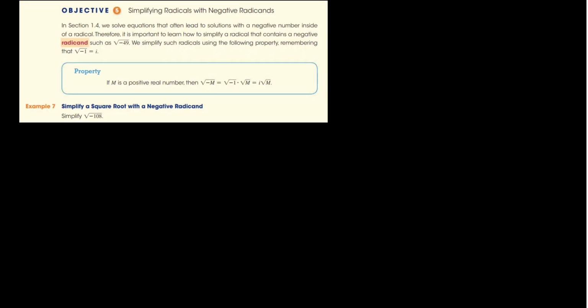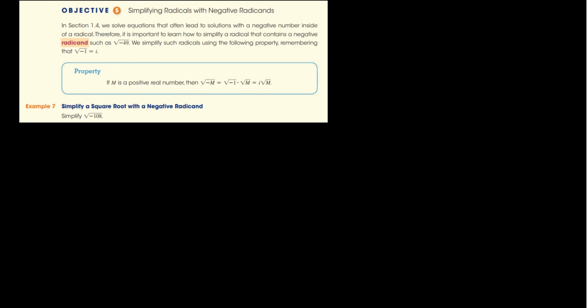All right, so in section 1.4, we solve equations that often lead to solutions with negative number inside of a radical. I don't remember, we're in 1.3, aren't we? Well, thanks for telling us what we're going to do soon. Therefore, it is important to learn how to simplify a radical that contains a negative radicand. Okay, radicand is the number inside. We simplify such radicals using the following property.